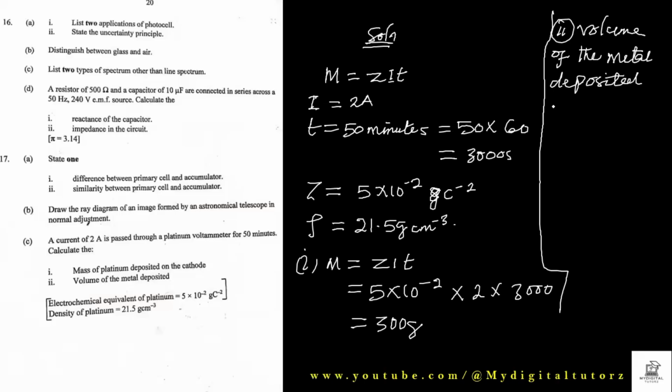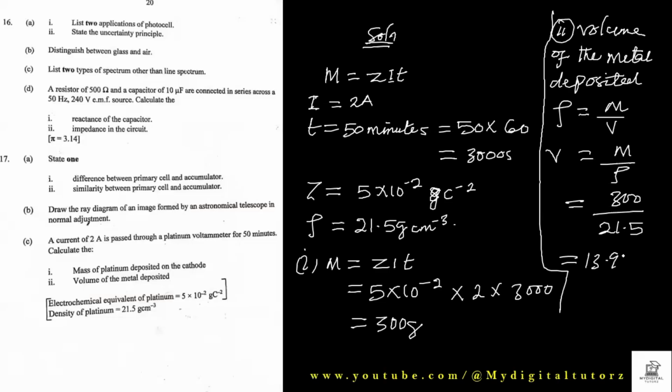You know that there's a relationship between volume, density, and mass. Density is equal to mass per unit volume. Therefore, volume will be equal to mass over density. So we have gotten our mass to be 300 divided by density, which is 21.5. That will give us 13.95 centimeter cube.